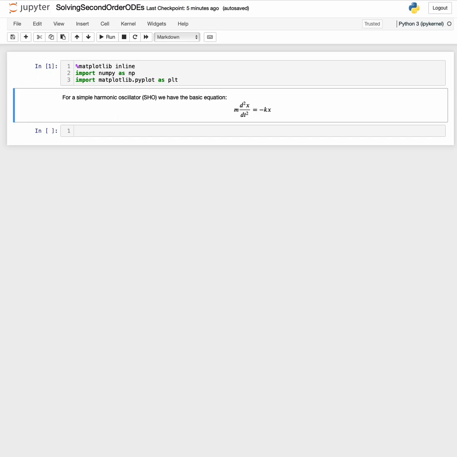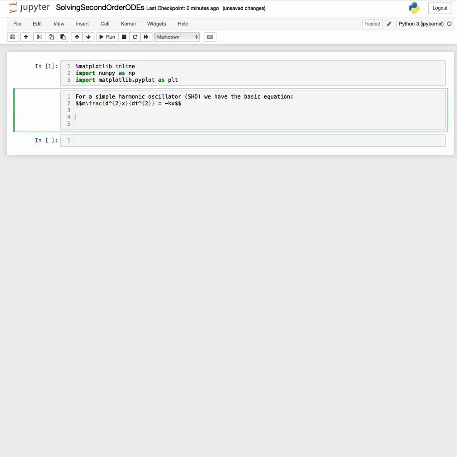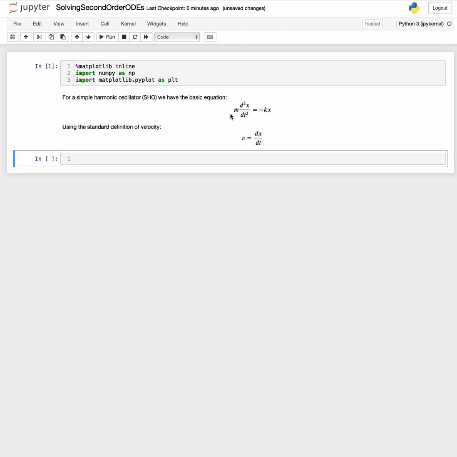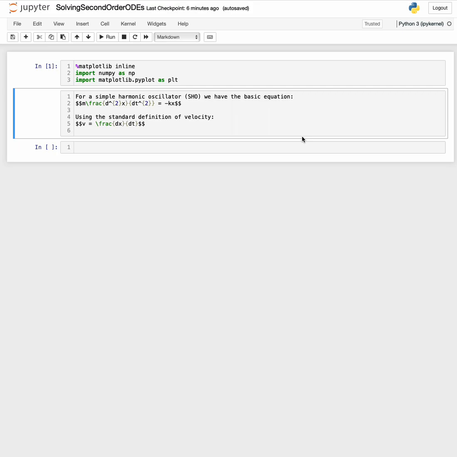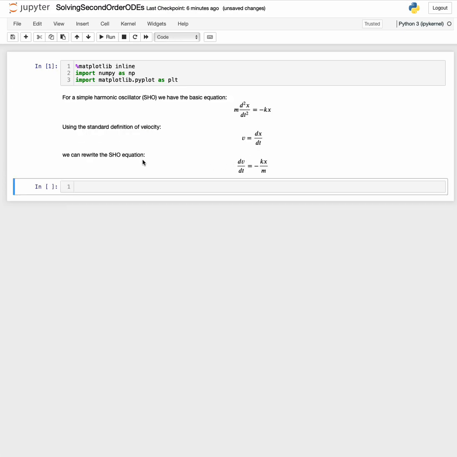And the first thing that we're going to do in terms of the formal maths is split that into two. So if we think about the standard definition of velocity, v is dx by dt, then with this first equation here, we can move the m to the right-hand side, and then we can rewrite the SHO equation, the simple harmonic oscillator equation, as a first-order differential equation in terms of the velocity. So let me just add that and show you what that looks like. So here's the first-order equation.